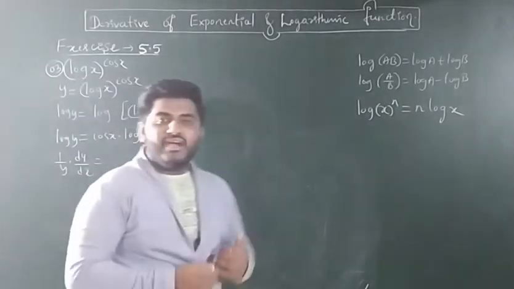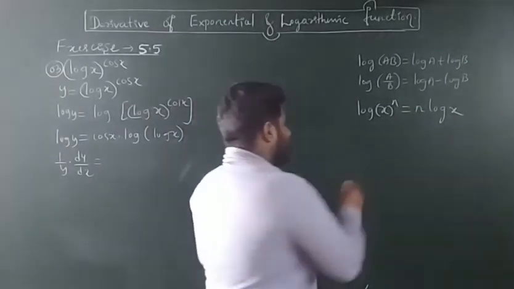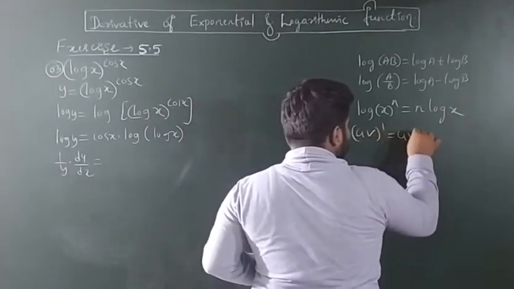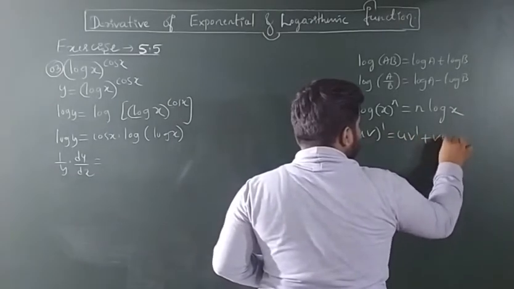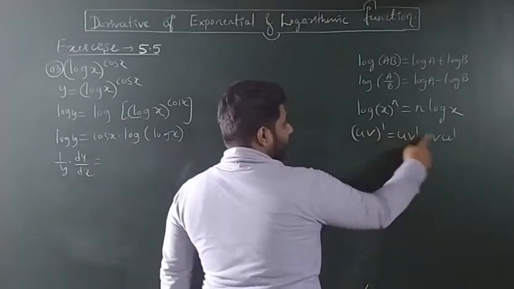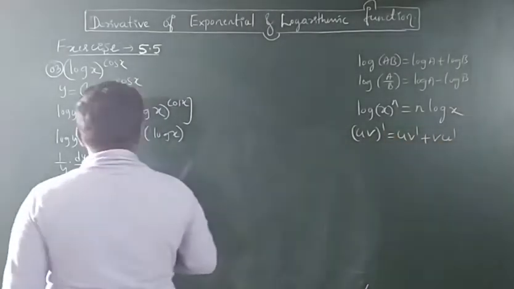So we should apply the product rule. Which rule? Product rule, nothing but the UV rule. First function as it is, differentiation of second, plus second as it is, differentiation of first. So that we have to apply here.